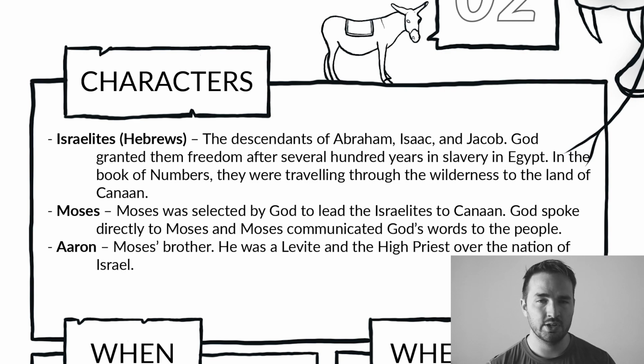Moses is our second main character. He's God's selected man who's going to lead the Israelites to the Canaan land. And God speaks to Moses, and Moses shares God's words with the people. And then Aaron is the high priest of Israel. He is also Moses' brother, and he's from the tribe of Levi.